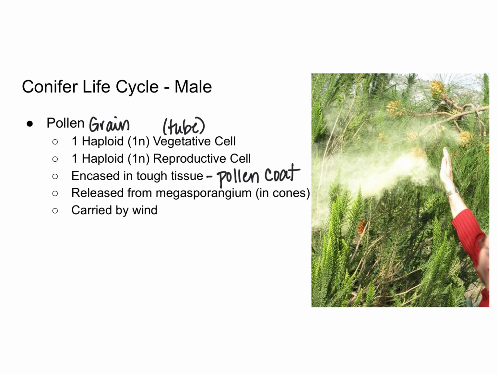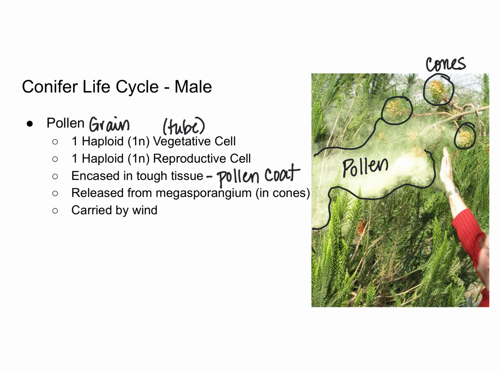And the pollen gets released from the microsporangia, which are in the cones. So if we look at this picture here, we can see the cones here. And this person is just moving part of the plant around with their hand. And you can see all of this hazy looking stuff here is the pollen. And this pollen is typically carried by the wind to either fertilize female cones on the same plant or fertilize female cones on surrounding plants.